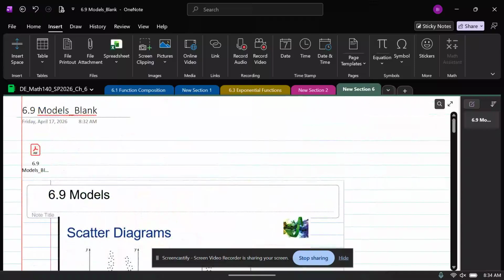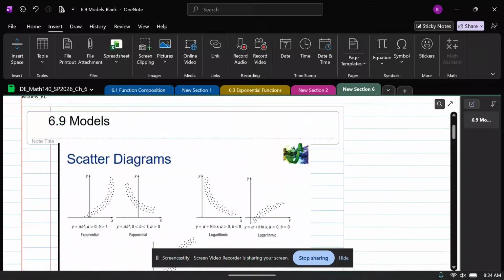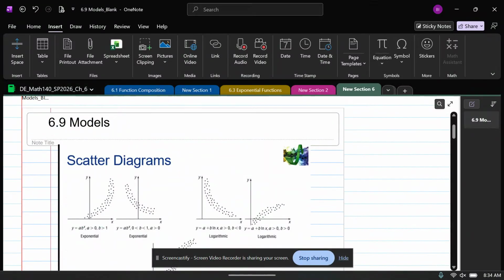Okay, so models. That means we're going to take data and we're going to build equations from that data. And most of it's going to be done in the calculator.